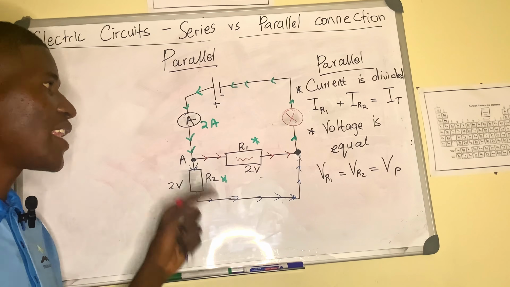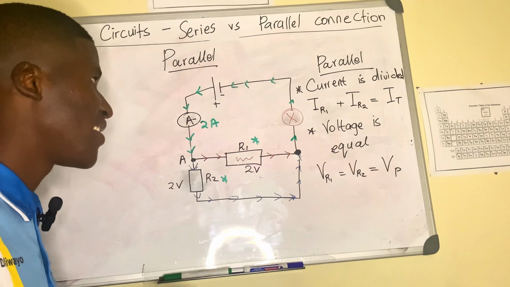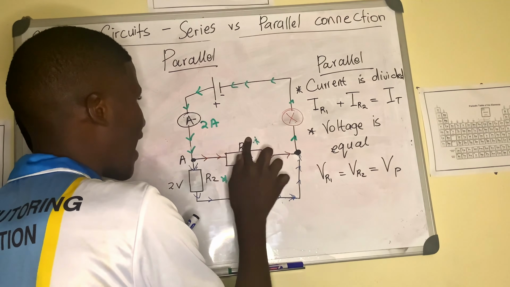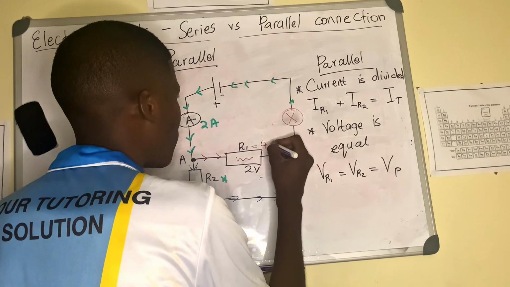All right. And then now, what about their resistances? Let's say you want to talk about their resistances. Let's just say that resistor R1 has a resistance of 4 ohms.